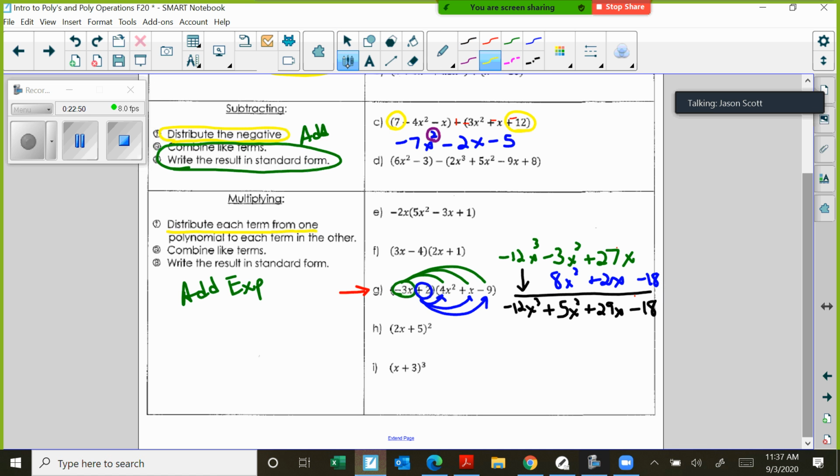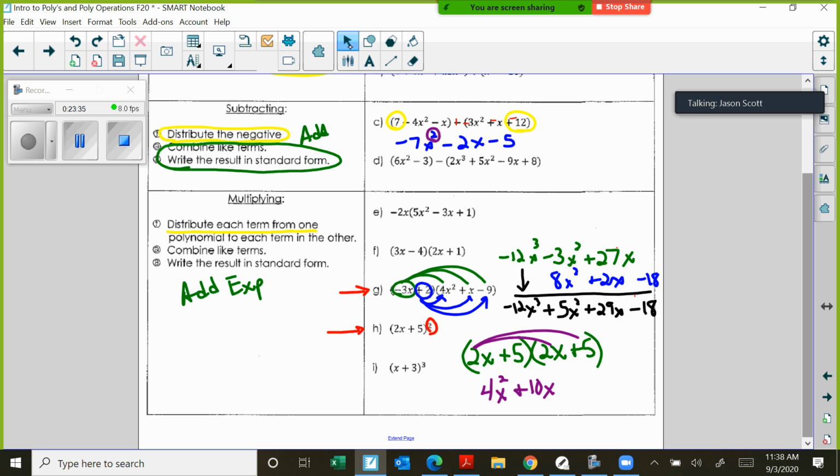All right, looking at H. The 2 here means that there are 2 of them. So we have to write 2x plus 5 times 2x plus 5. And then we're into foiling. Okay, basically what you're going to have here as a result is a perfect square trinomial. So foiling that, 2x times 2x right here, it's 4x squared. 2x times 5 is 10x.